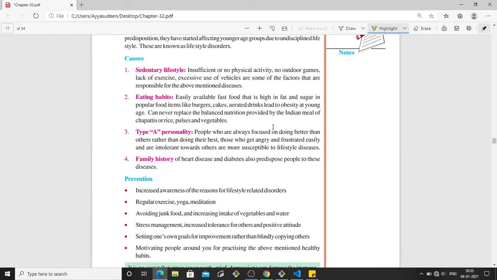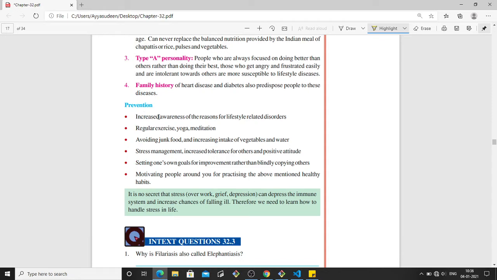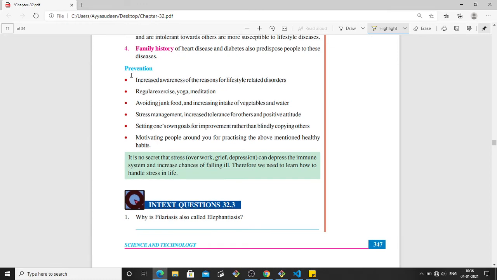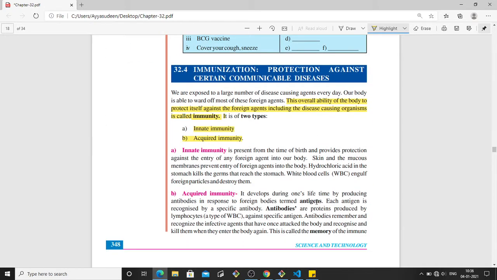And type A personality, those who are always focused on doing better than others rather than doing their best, easily they get angry or frustrated. Okay. And family history, if they have any family history of heart disease and diabetes, they may get these diseases. Okay. Their prevention they have given here. Okay, it is easy to understand. Just read it, inshallah. And the next one is immunization.